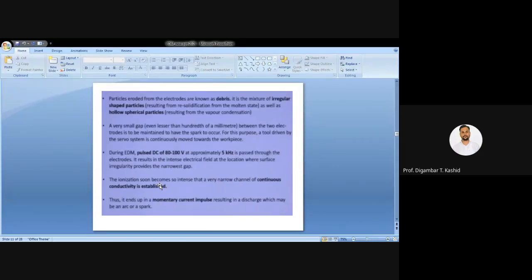Again, during the EDM operation, pulsed DC of 80 to 100 volts is used, with a frequency of approximately 5 kilohertz.